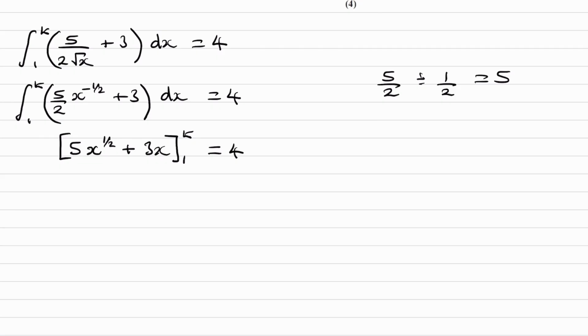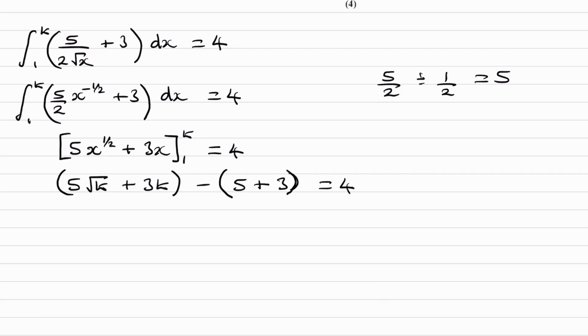Okay, so now we can substitute in those limits of k and 1. So this becomes 5k to the half, I'll write that as root k, plus 3k. I'll put this in brackets, you don't have to, but it just makes it a bit easier to see which bits are where we've put in k and which bits are where we put in 1. So that minus the same thing, but now putting in 1. So 5 times 1 to the half is just 5, plus 3 times 1, and this is equal to 4.